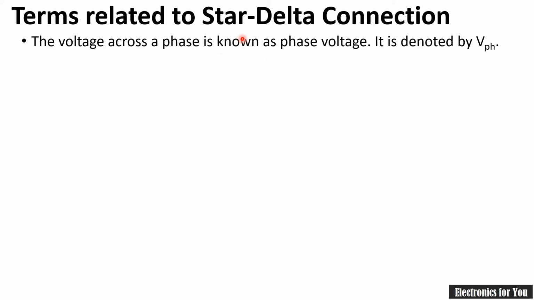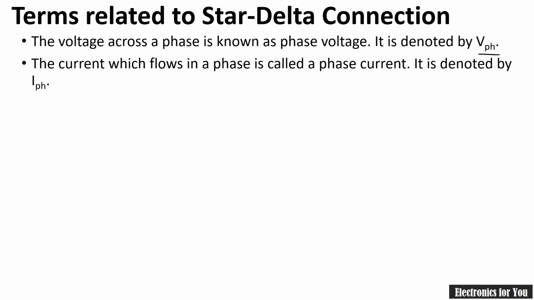The first one is VPH, that is phase voltage. It is the voltage across a phase and it is known as phase voltage, denoted by VPH. Then the term is phase current. It is the current which flows in phase is called phase current, and that phase current is denoted by IPH.